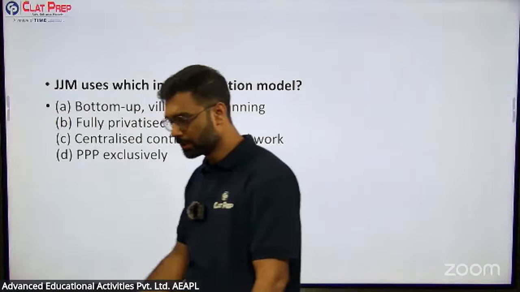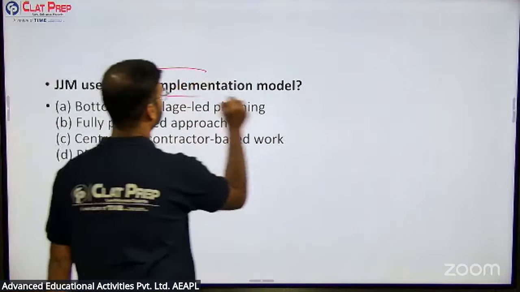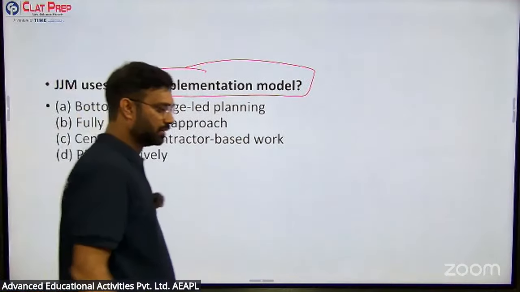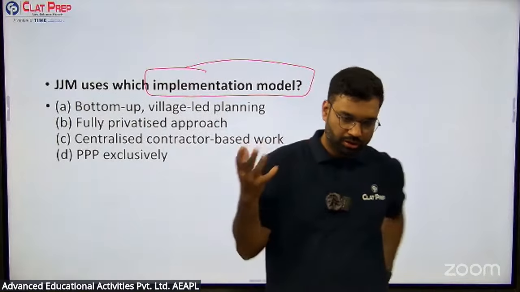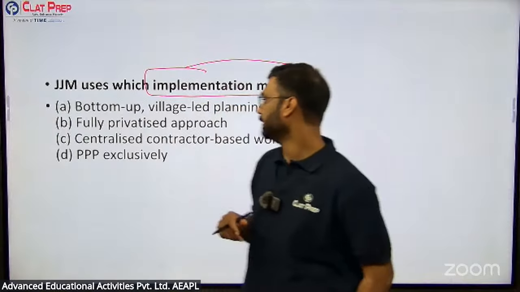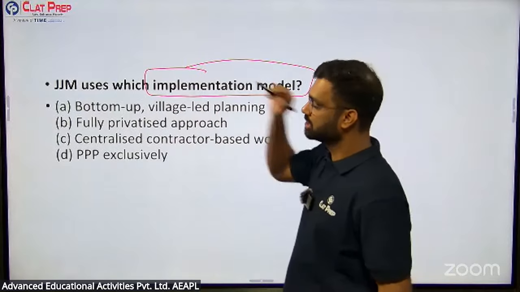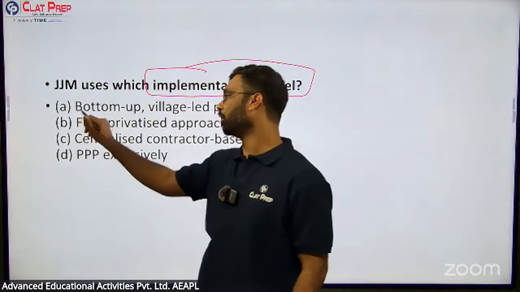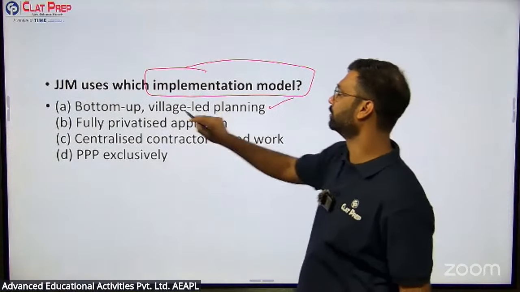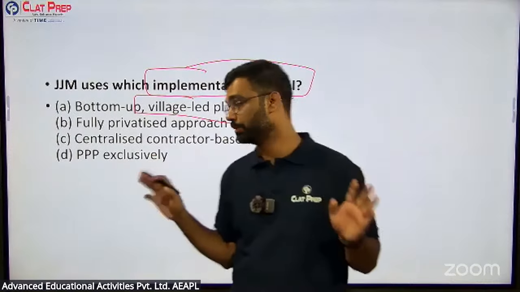Next question. Jal Jeevan Mission uses which implementation model? What is the implementation model? Now, under the Jal Jeevan Mission, the idea is to provide tap water supply to every rural household. That is the idea, right? Now, the best thing about JJM or Jal Jeevan Mission is it follows a bottom-up approach. All the planning and implementation is left to the village. The village panchayat is responsible for planning and implementation.